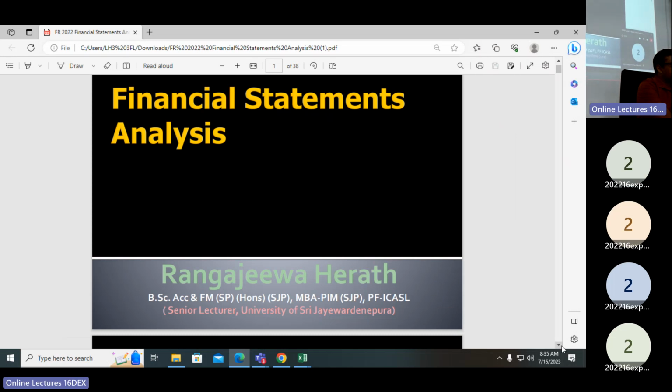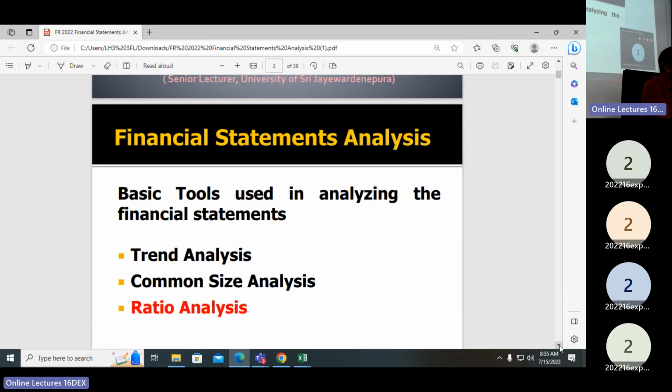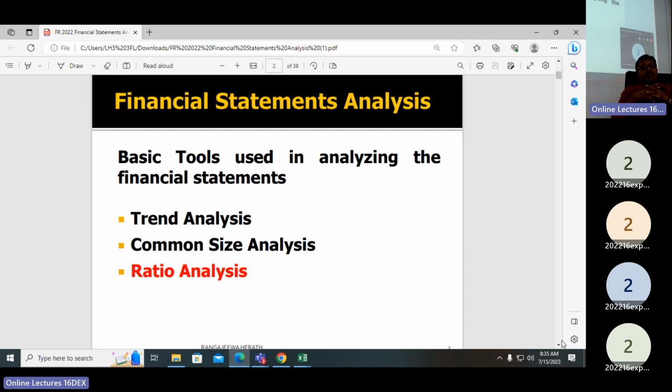Okay, so we'll continue the discussion on financial statement analysis that we started last week. There we discussed different tools, like identifying trend analysis, and common size analysis, where you can convert different size financial statements into common size. There are so many tools, right? And the ratio. In this course, we focus on the ratios, so we'll discuss basically accounting ratios.